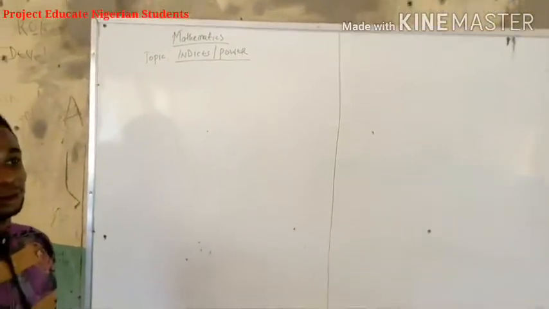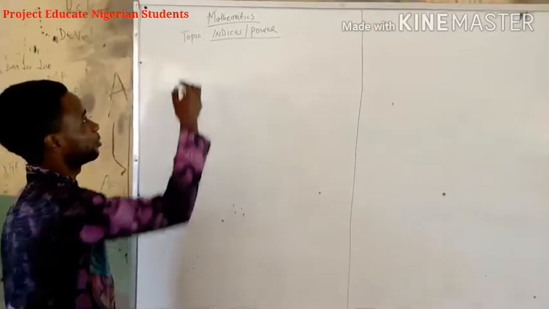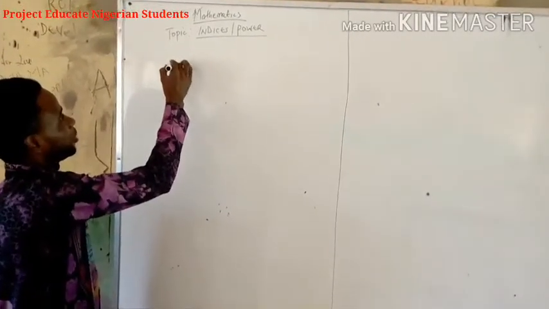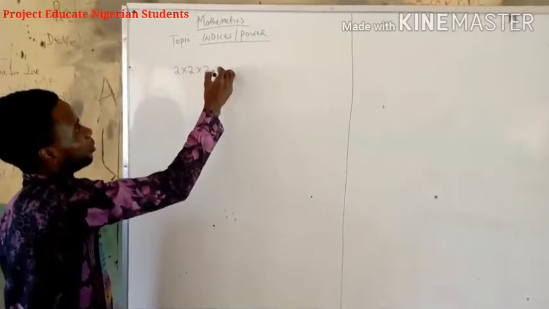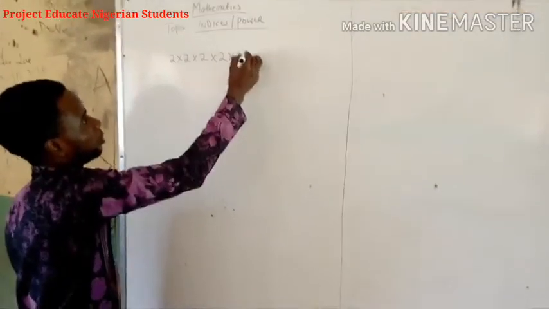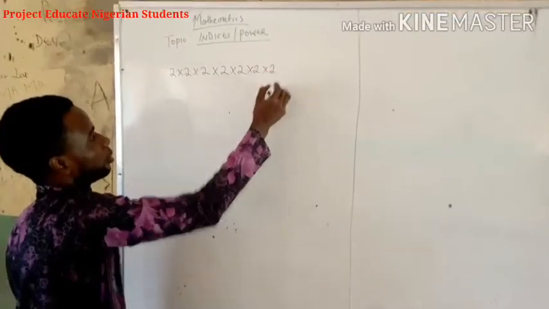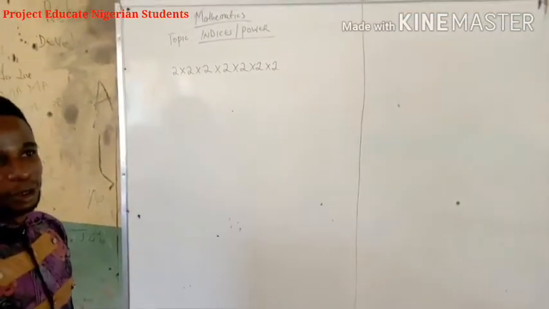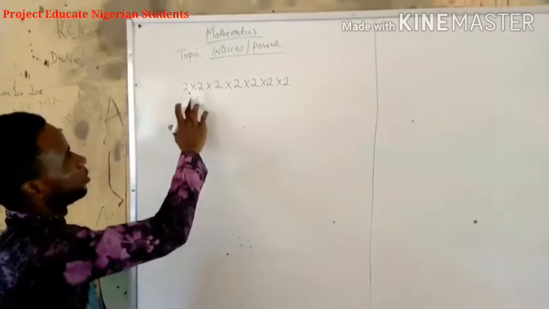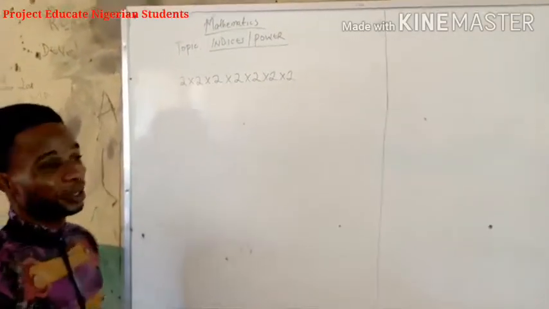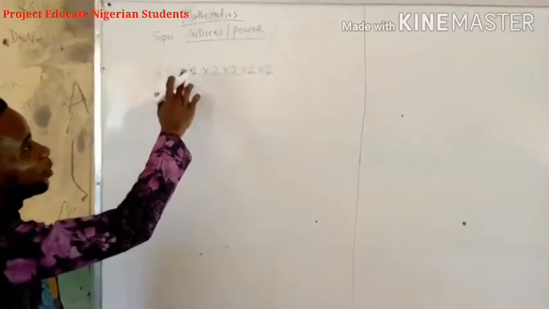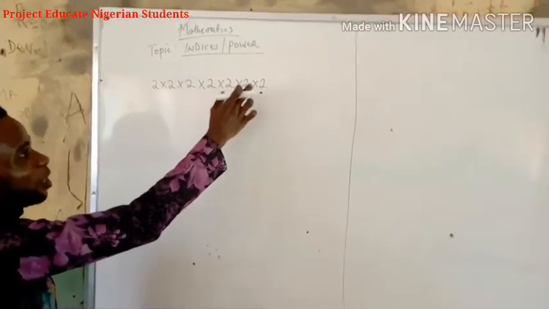Assuming you're walking on the road and you saw a number written this way on a symbol, now what do you think this number is? What do you think this particular number is telling you? It means 2 times 2 times 2 times 2 times 2.